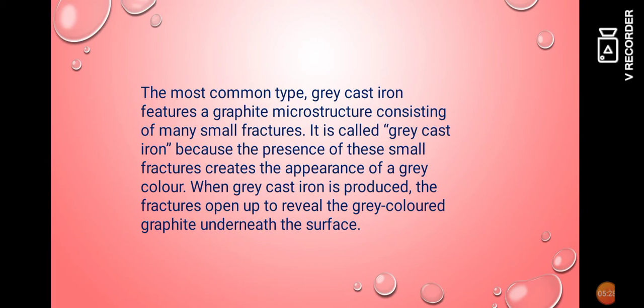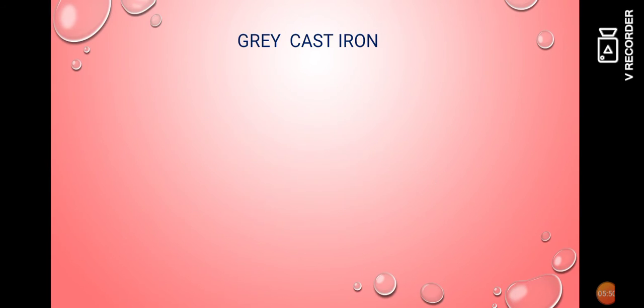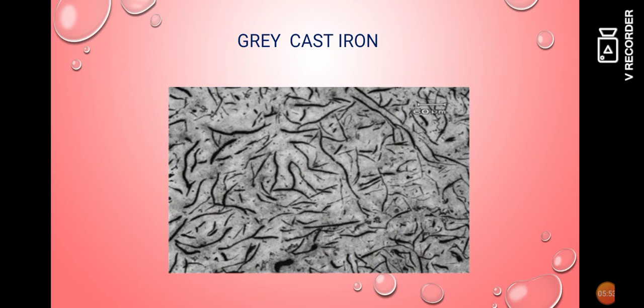The most common type, grey cast iron, features a graphite microstructure consisting of many small fractures. It is called grey cast iron because the presence of these small fractures creates the appearance of a grey color. When grey cast iron is produced, the fractures open up to reveal the grey colored graphite underneath the surface. Now let us see the image of the grey cast iron. It is just different from a white cast iron. It is in general in the color of grey.